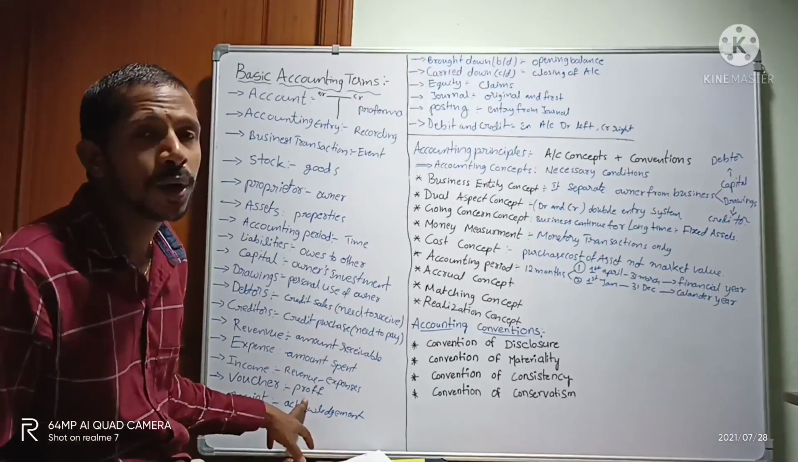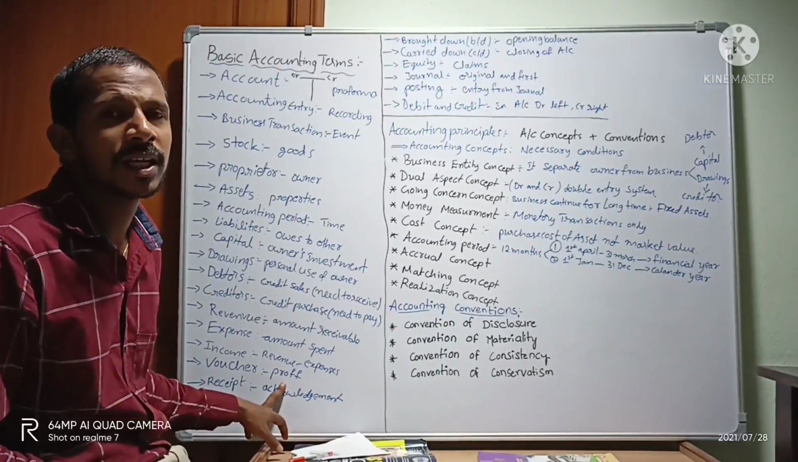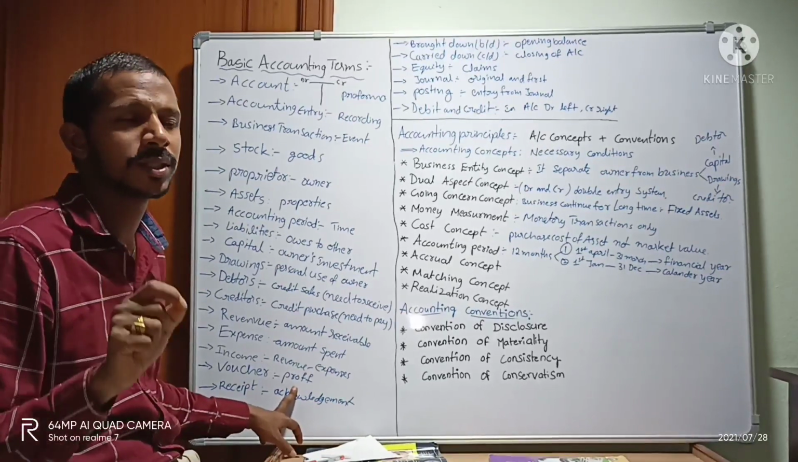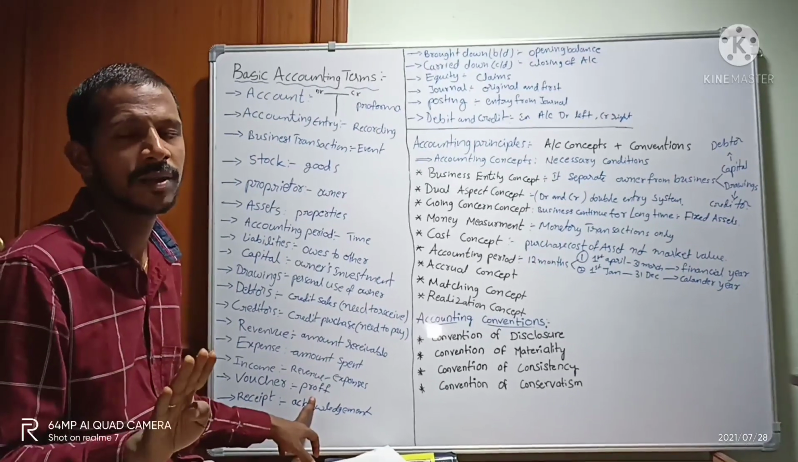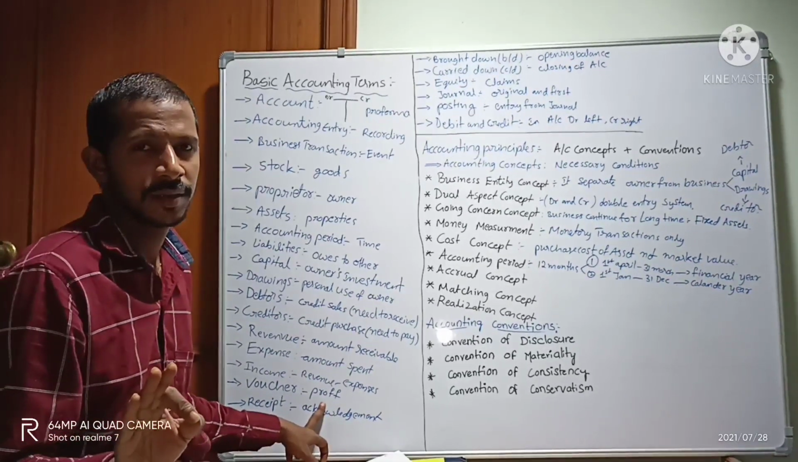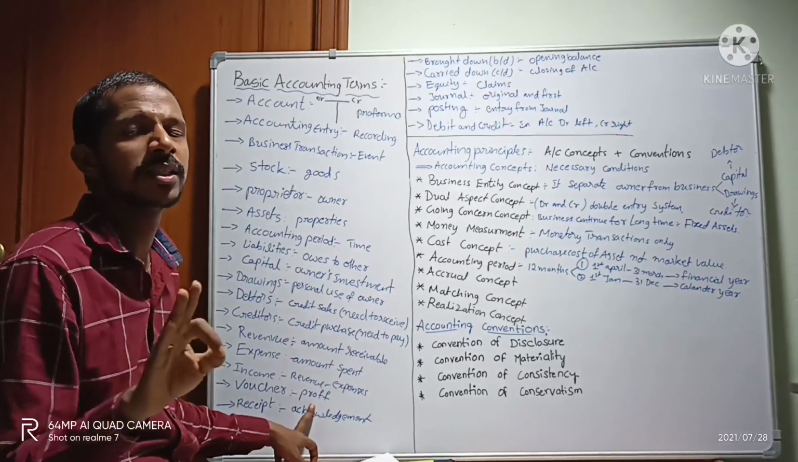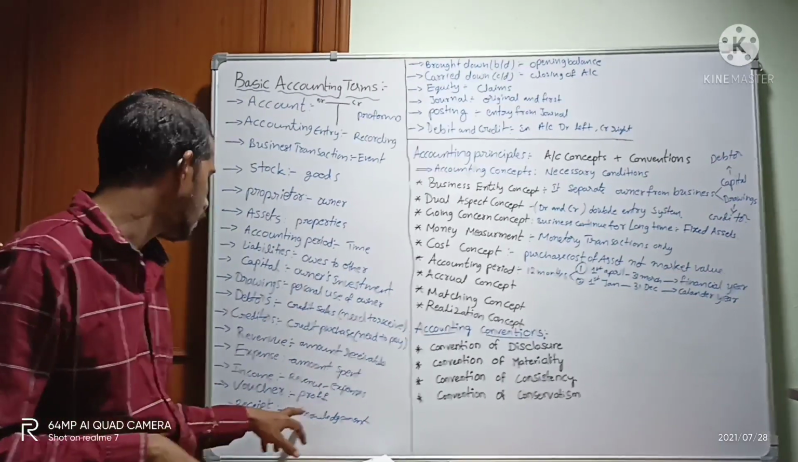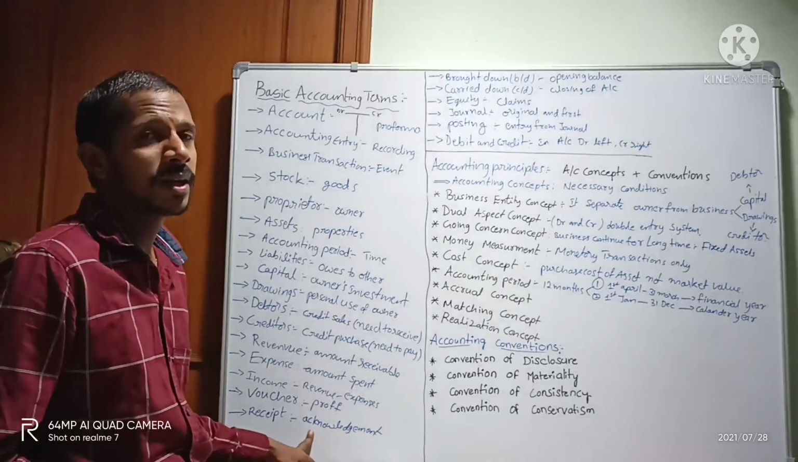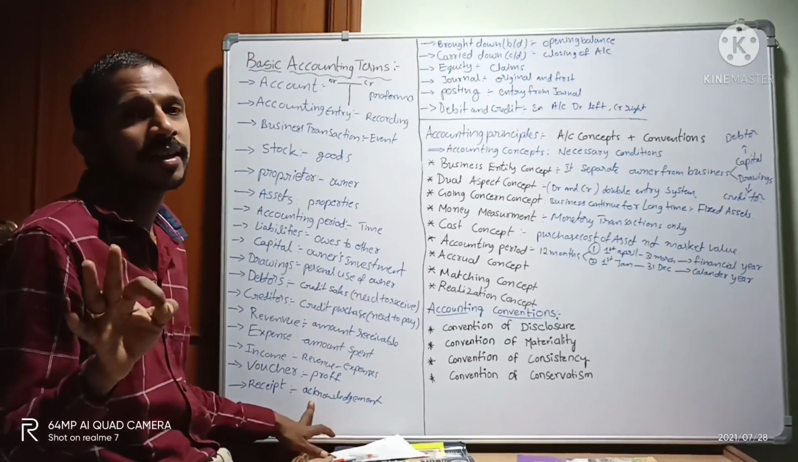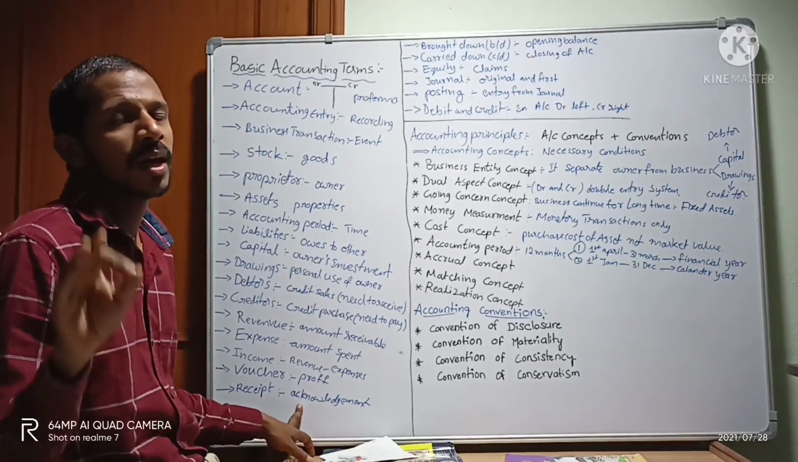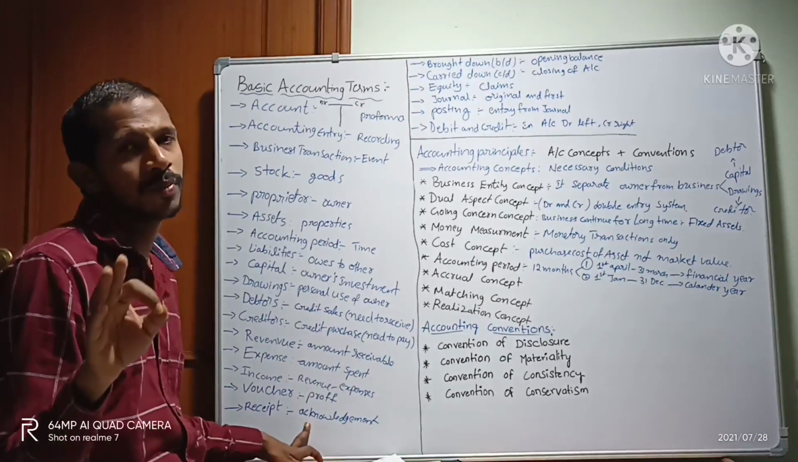Next one is a voucher. In business transactions, we prepare vouchers. Why we prepare vouchers is that a voucher is a proof or evidence for the transaction, whether it is buying or selling. And the next term is receipt. A receipt is an acknowledgement for the transaction. It is an acknowledgement, and we can say it is also proof.